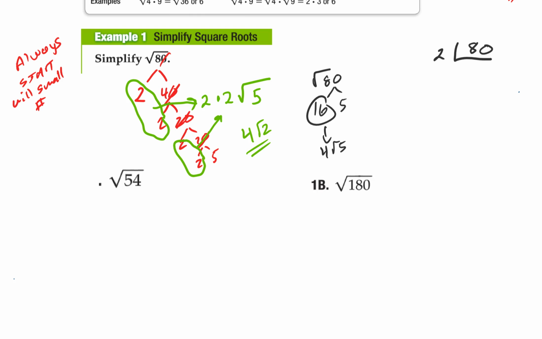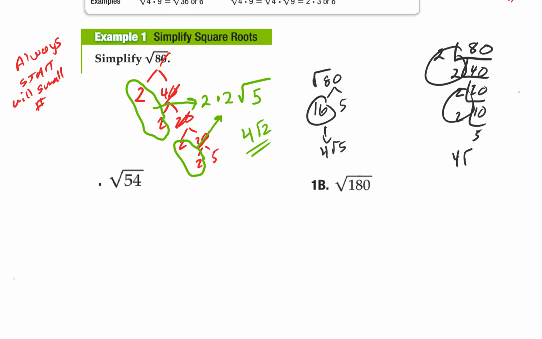I'm going to divide that by something small like 2, and I get 40. Divide that by something small like 2, and I get 20. Divide by 2, and I get 10. And then 2, and I get 5. I get my pairs here.